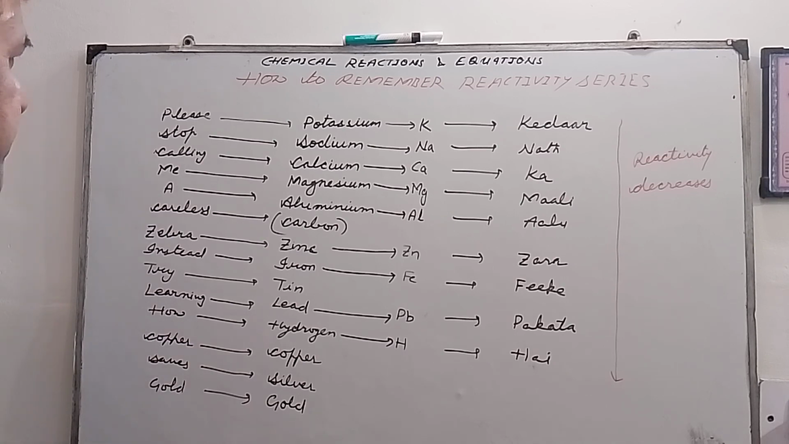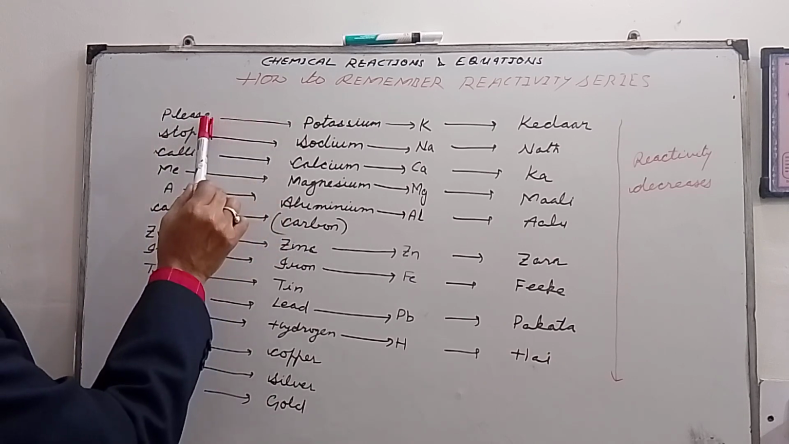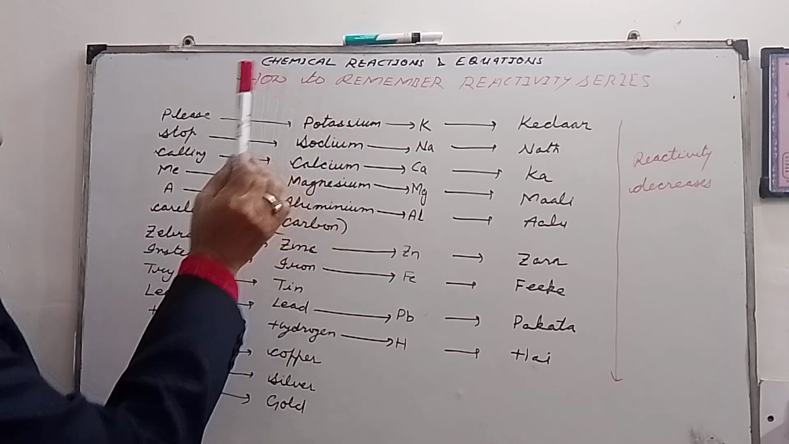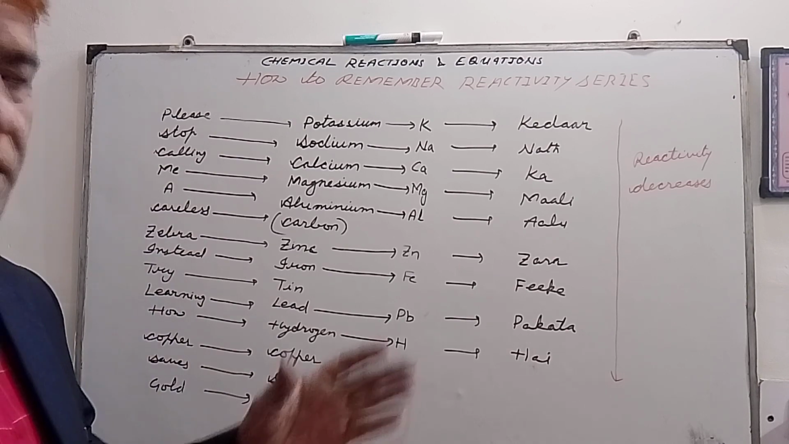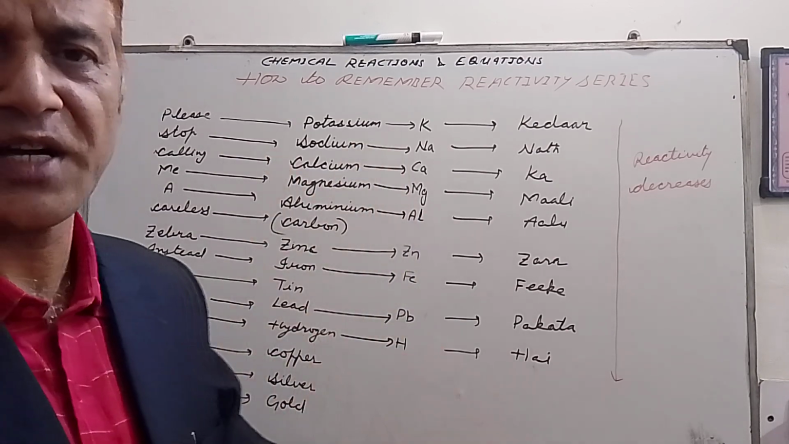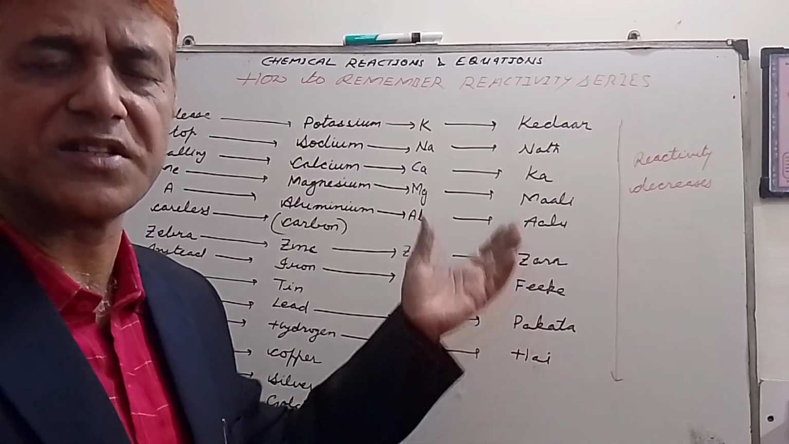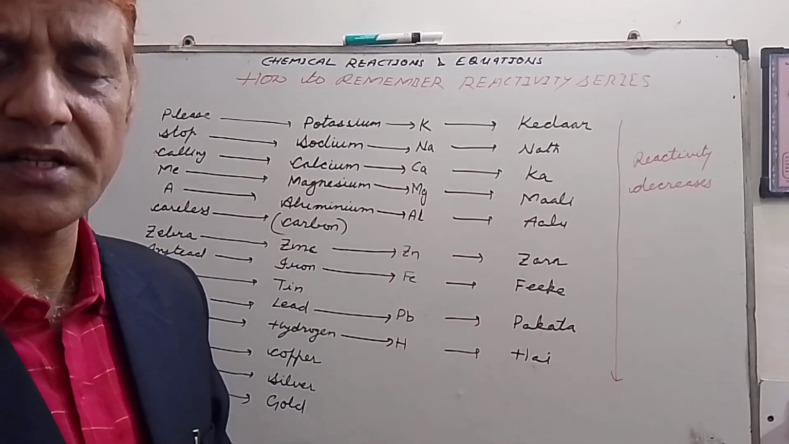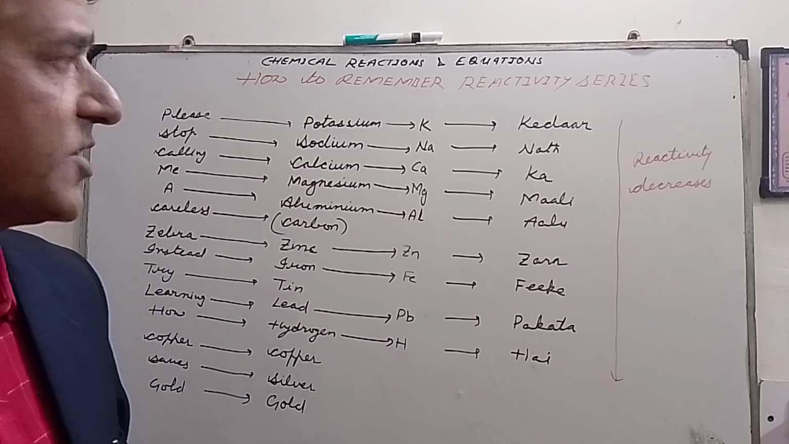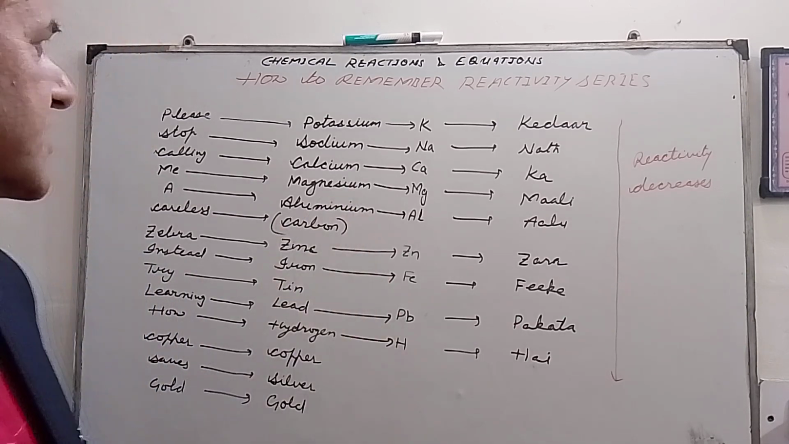So you have to understand how we will use this. "Please" stands for potassium. My dear students, you will write this as it is 10 times, 20 times, 50 times. You have to practice to learn this series. Without practice, nothing comes. So do practice and learn this.